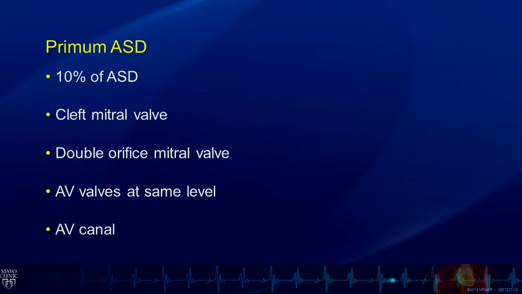We often note too that the tricuspid valve is abnormal in these patients, and they can have significant tricuspid valve regurgitation. The hallmark of this defect is that the AV valves, the mitral and the tricuspid valve, are at the same level. There is no offset of the tricuspid valve towards the apex of the heart. This defect is in the spectrum of the AV canal defects and sometimes is referred to as a partial AV canal.